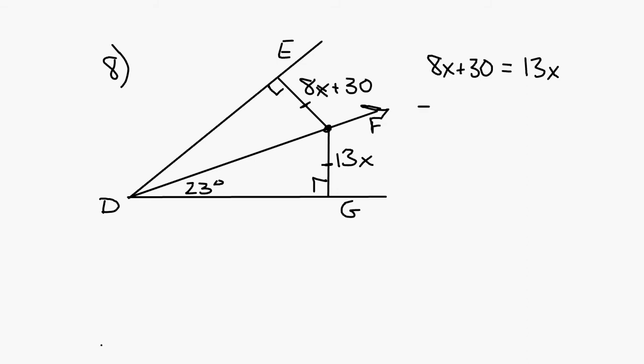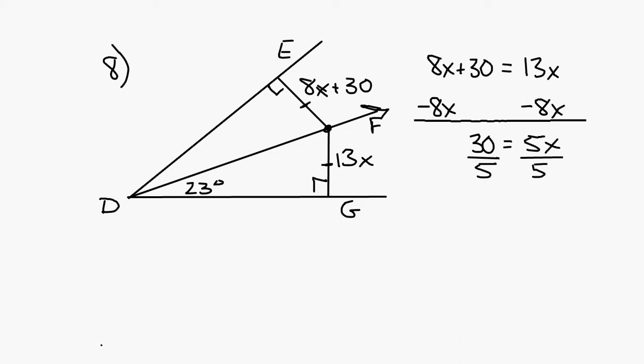You can subtract 8x from each side. So 30 is equal to 5x. You can divide both sides by 5. So 6 is equal to x.